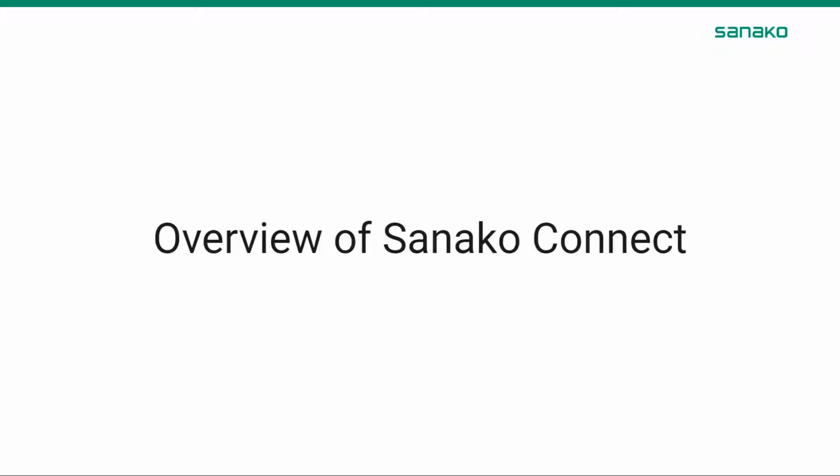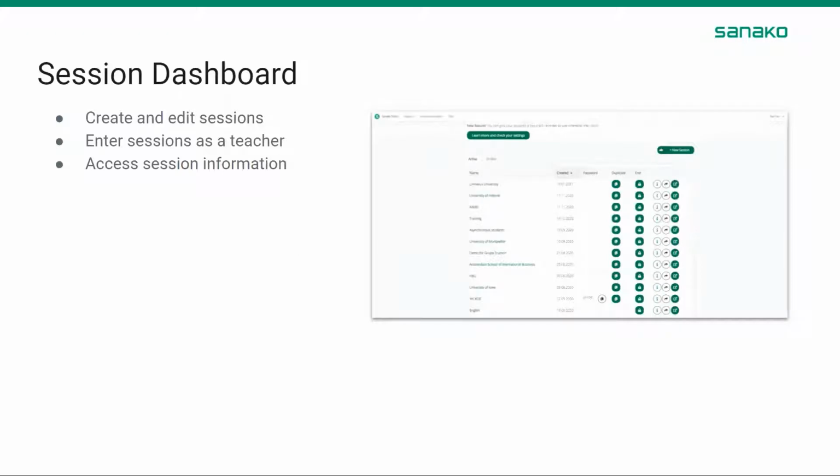Okay, let's have a brief overview of Sanako Connect. Let's first see what the teachers see when they log into the system. So the teachers see what is called a session dashboard. This is where the teachers create and edit their sessions. These sessions are like meetings in Zoom, for example. So this view is pretty familiar to you if you've used one of these online communication tools. From this view, we'll be able to enter sessions as a teacher and also access session information.